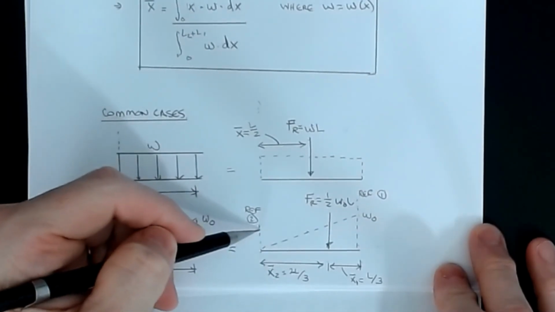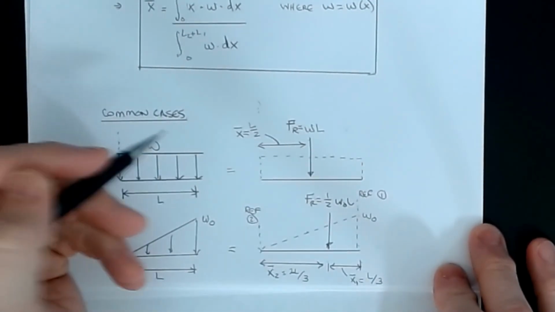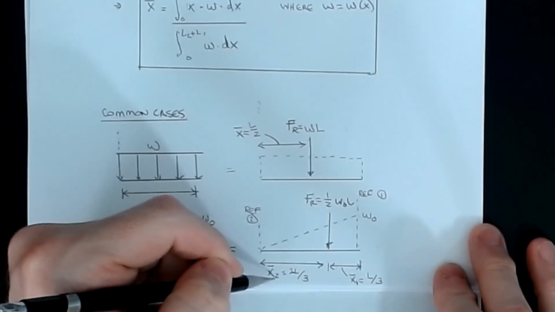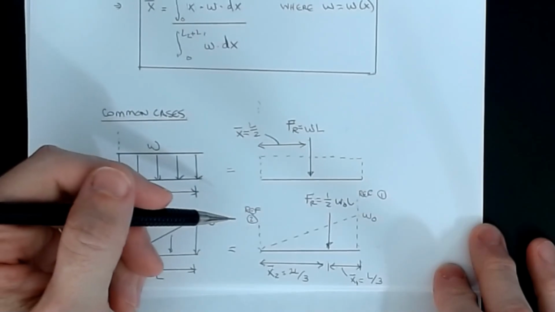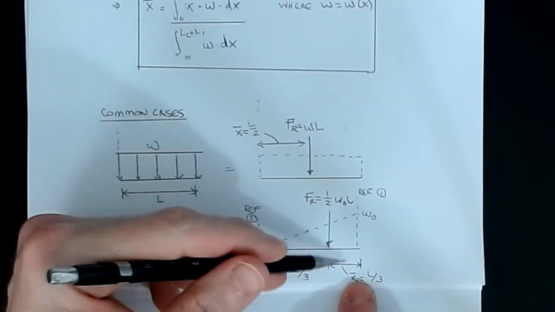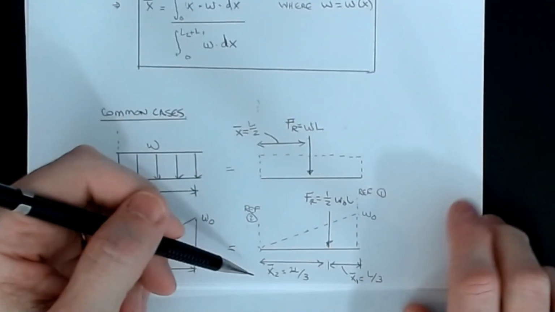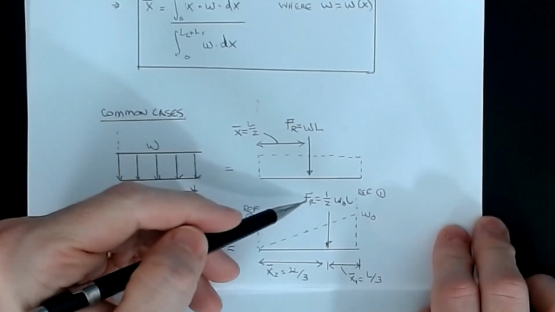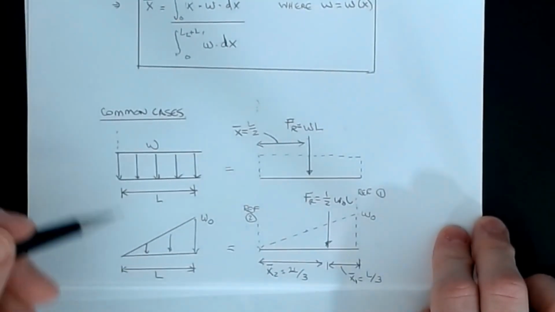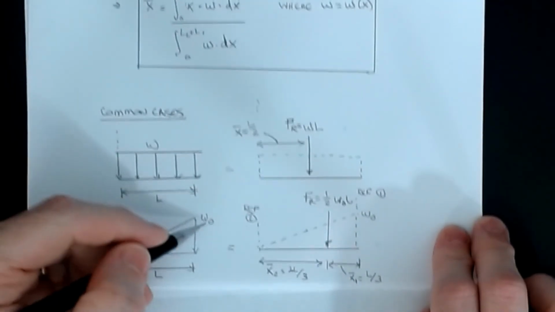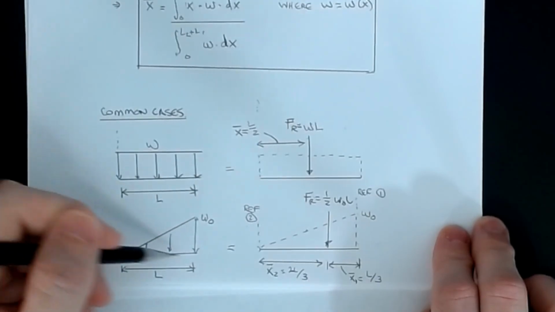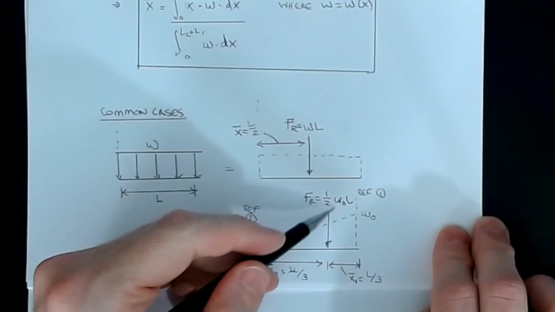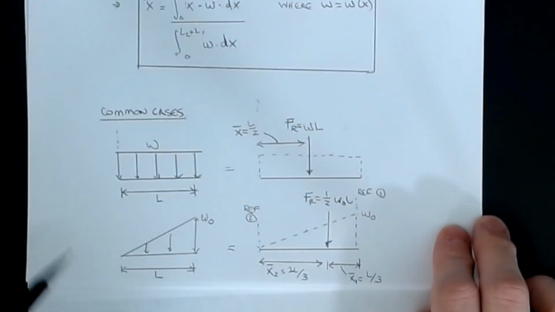But say I chose to do it off of the other end and called that reference number 2. Then my x bar 2 is going to be equal to 2L over 3. It's 2/3 of L, because it's 1/3 on this side, and if the whole thing is L, that's got to be 2/3. Then the resultant force itself is just the area of my triangle. If the height of this load is W naught at the high point and the base is L long, then the area is 1/2 W naught times L. And you now have the ability to handle triangular loads very quickly.